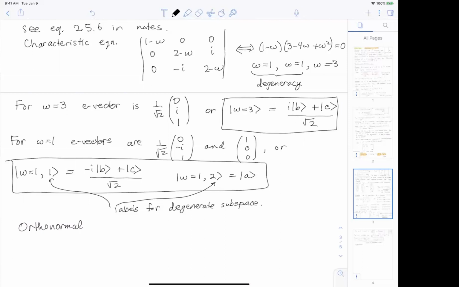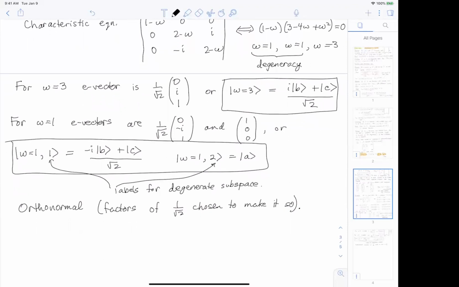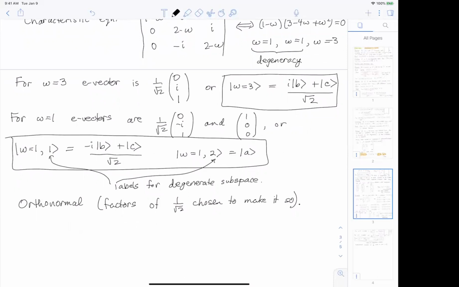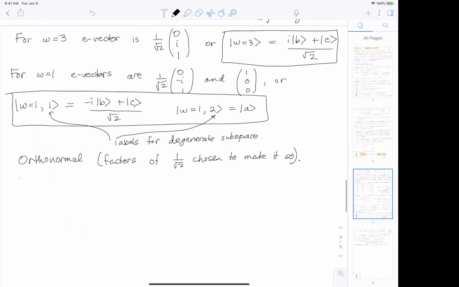Okay, and actually the theorem just told us that they had to be orthogonal if the eigenvalues are different, but the factors of 1 over square root of 2 were chosen to make them orthonormal. Now, it might be that you're not sure when you've constructed the vectors whether they're orthonormal, but what you can do is just rescale them, or you can always apply the Gram-Schmidt procedure to make sure that they're orthonormal. Okay, let's just do some checks to make sure.